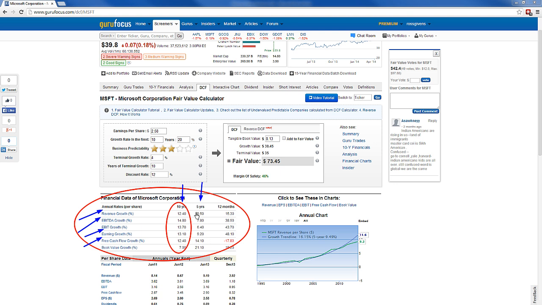So what am I seeing here? I'm seeing anywhere from about 6.5 to 9.5% when it comes to the revenues and the earnings. So let's just say I want to be a conservative guy. I'm going to say I think they're going to grow at about 7% a year. I'll use my discount rate, and I get a fair value of around $31.